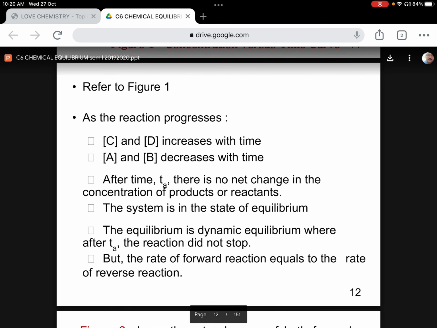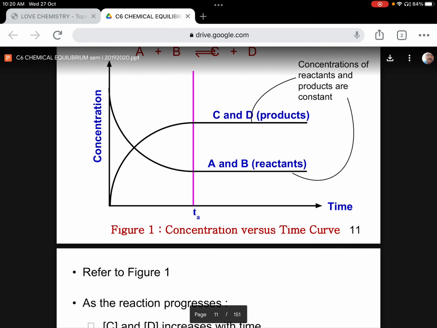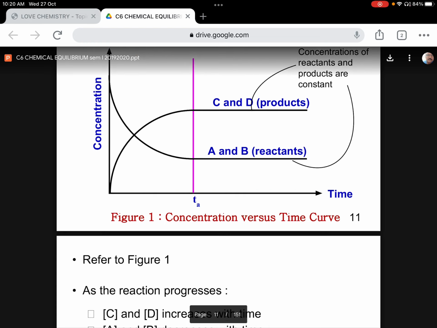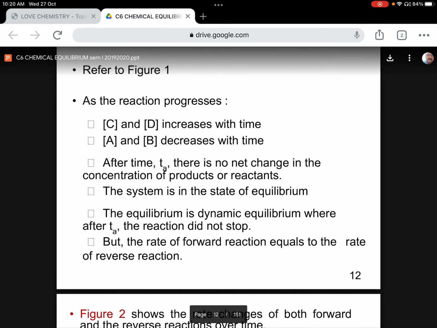the reaction does not stop. Sorry, the reaction did not stop because the concentration is still there for A and B. It has just become constant. Whereas before point Ta, the concentration of product increases and the concentration of reactant decreases. So beyond point Ta, both concentrations become constant. However, the reaction did not stop.